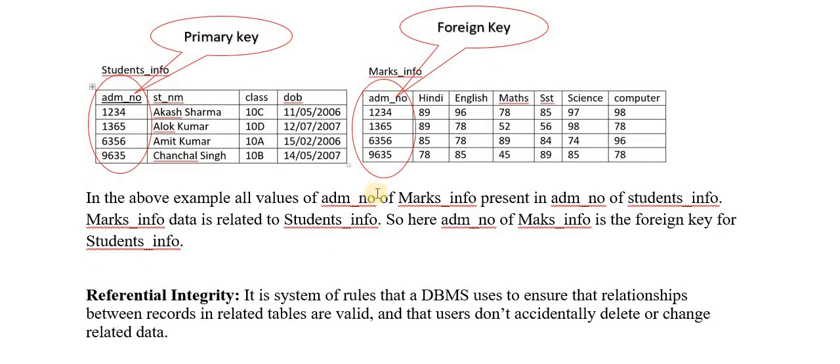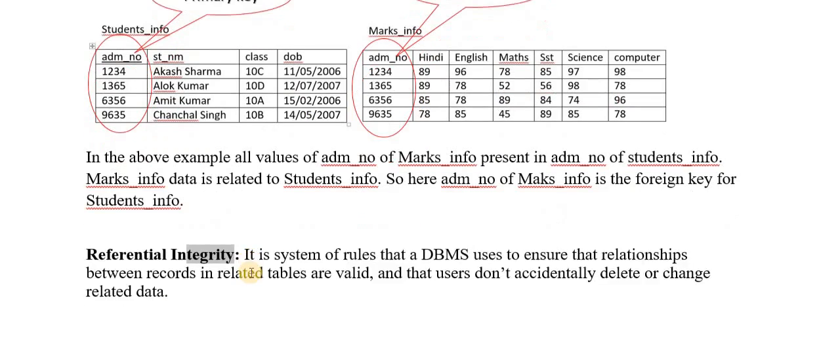Clear? Okay, so what is referential integrity? It is the system of rules that DBMS uses to ensure that relationships between records in related tables are valid and the users don't accidentally delete or change the related data. For example, here you have the table here and you have the table here. It is not possible to delete this record because this record is related to this record. If you delete this record, then the whole record will be deleted. So using referential integrity, all these records are bound with each other. This is called referential integrity.